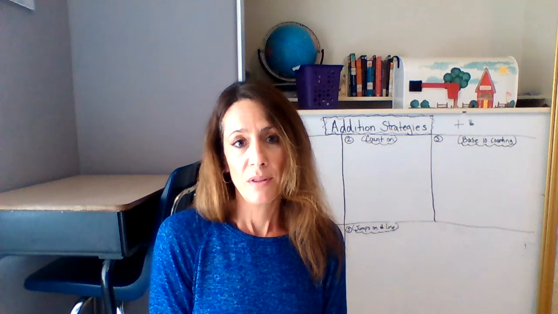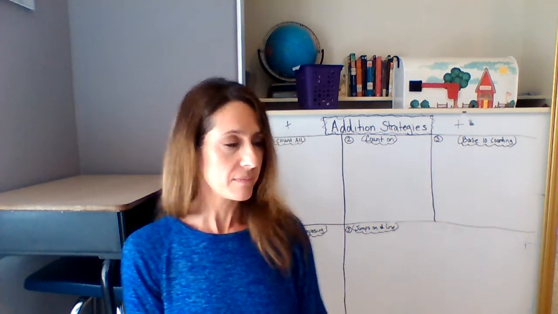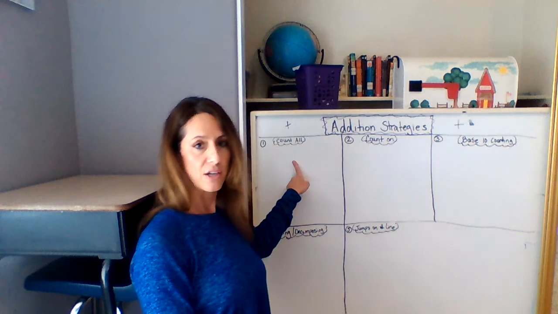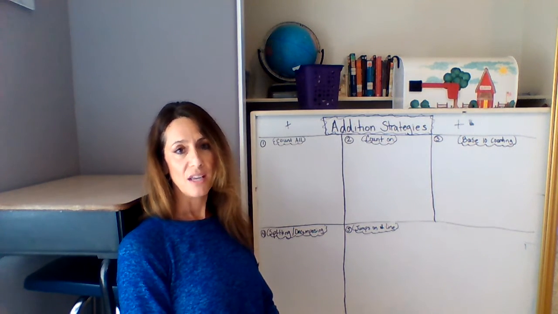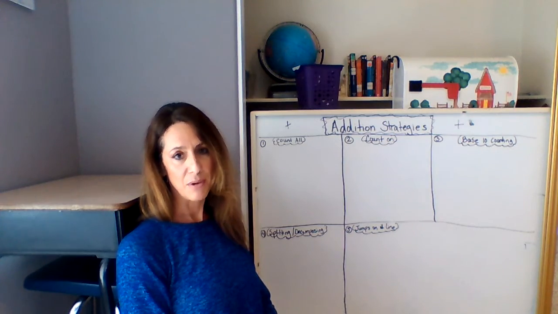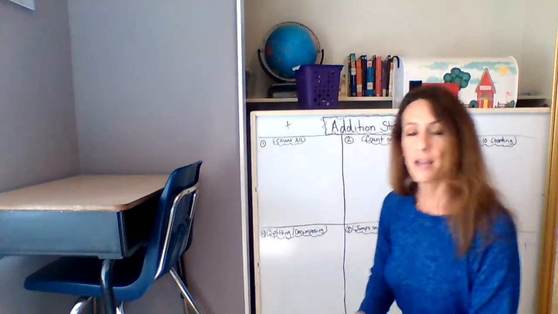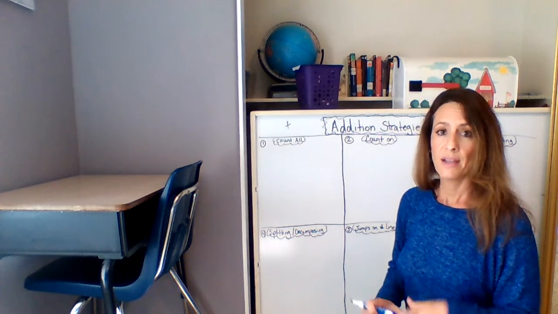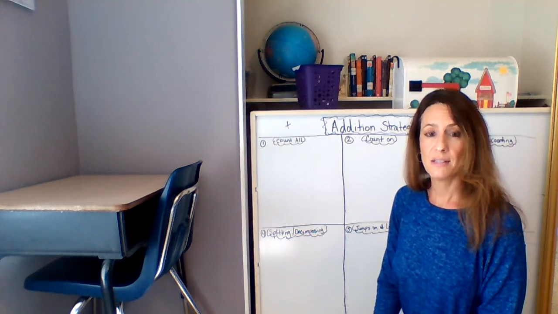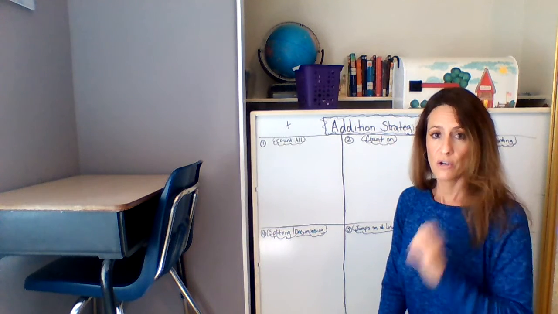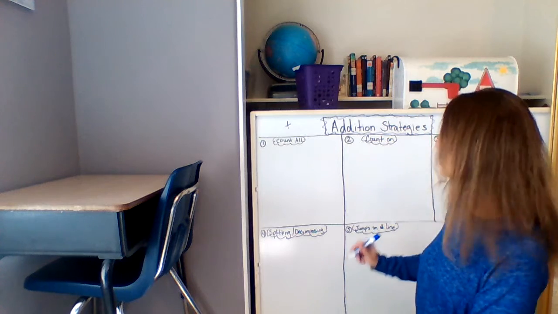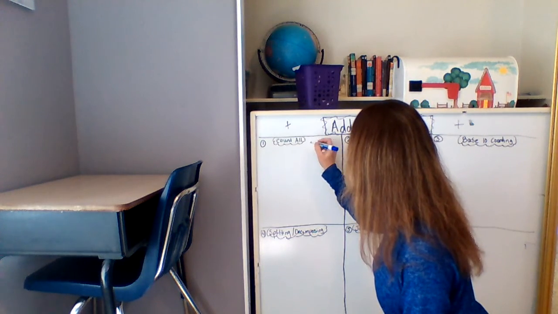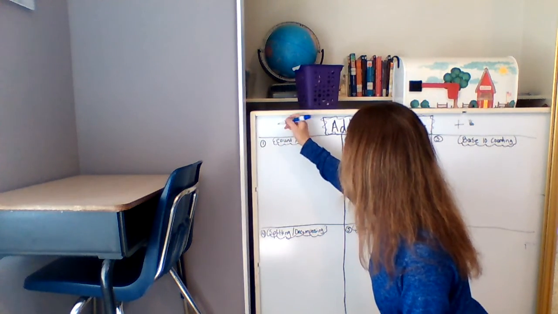So the first one that I'm going to show you today is this strategy called count all. This was a strategy that a lot of you like to use to add up your numbers. Okay, so we're going to take a number sentence such as 14 plus 25. In fact, we're going to use that number sentence for all of the strategies that we're going to practice today. Okay, let's get going. 14 plus 25. I'm going to write that here.